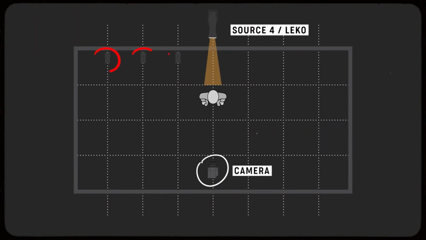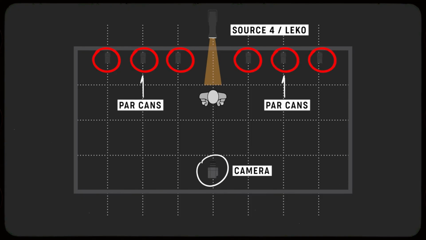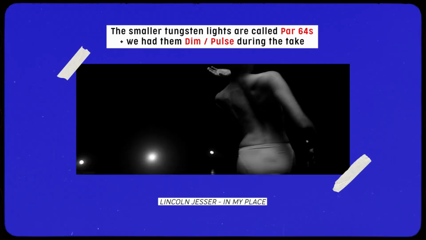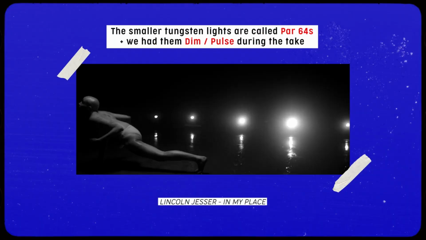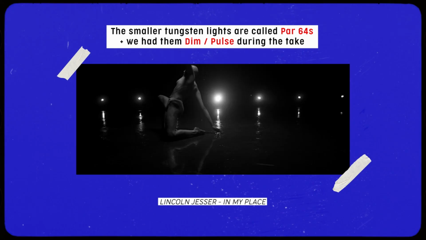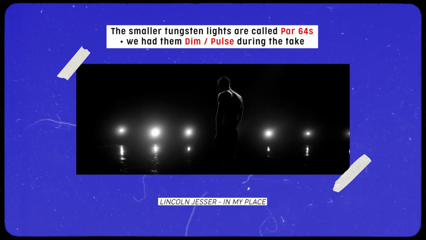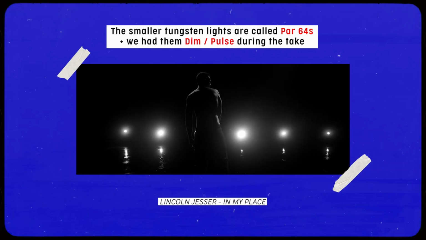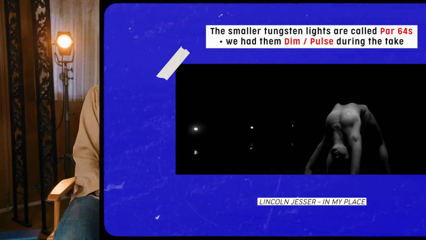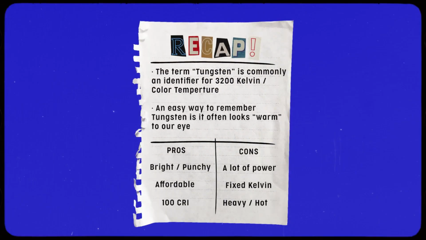Along with that video, we also put a bunch of par cans, which are tungsten if I'm not mistaken, across the ground in the back. We had them on a dimmer, a flasher, and they were flashing. It created a stage light kind of scene. I think that whole video is actually tungsten lighting, just different forms of it.